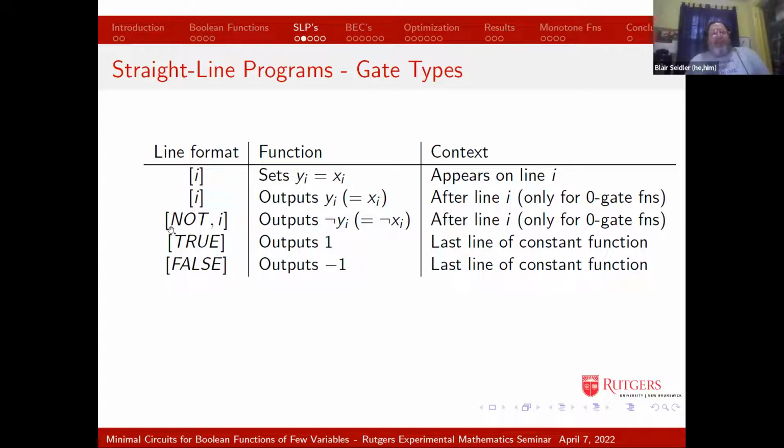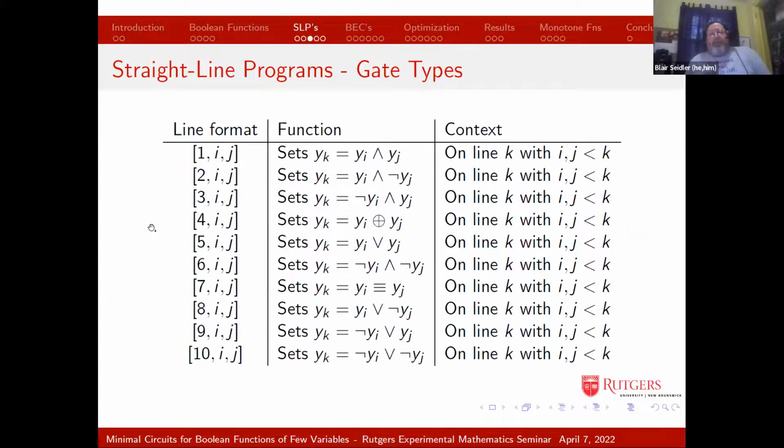The meat of every circuit is chosen from this set. These are the 10 non-degenerate functions on two variables. And these will show up on some line K in the program, and the 2 inputs have to be some lower line number. That's all that's going on here.